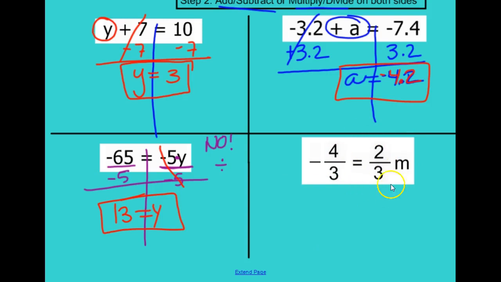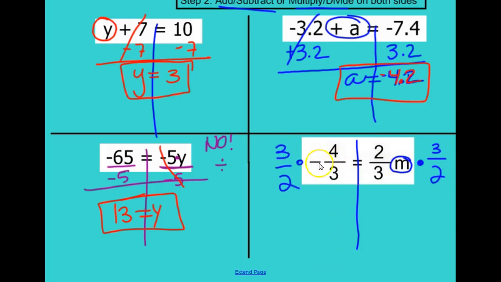Alright, next, here's a fraction. To get rid of this fraction, we are going to multiply by the reciprocal. So instead of 2 over 3, we want to get rid of this fraction and not this one, because we're trying to get this letter m all by itself. So we want to get rid of this fraction. So we're going to multiply by 3 over 2. Multiply by 3 over 2.